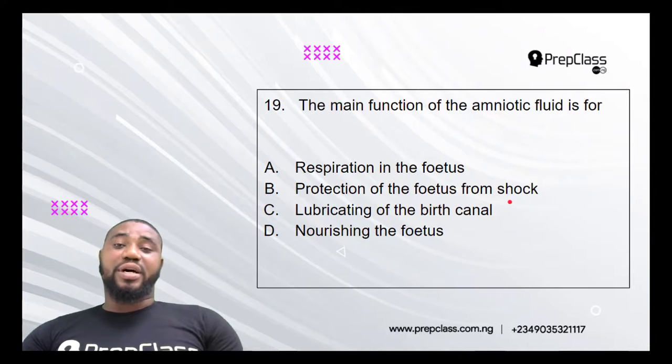Question number 19. The main function of the amniotic fluid is for? Is it respiration in the fetus? Is it protection of the fetus from shock?